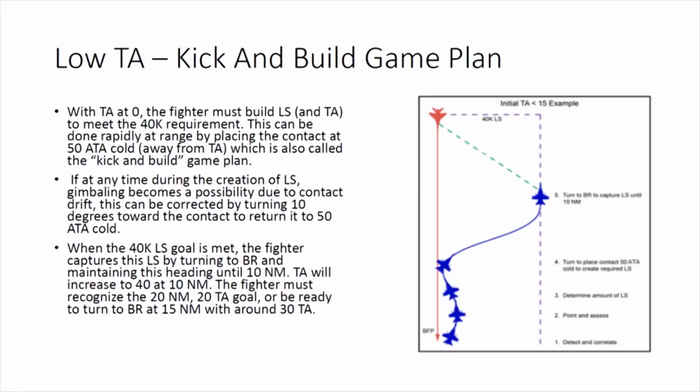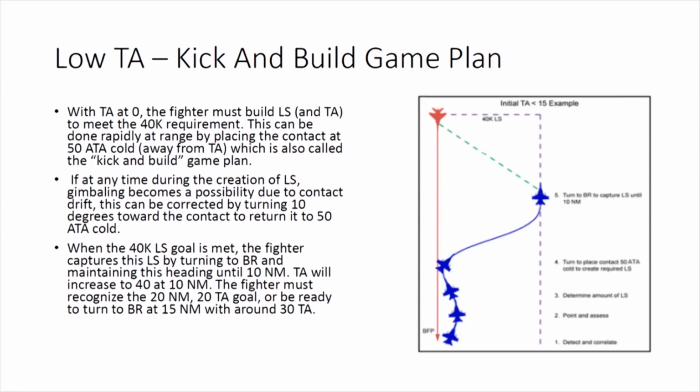For an intercept that begins initially with a low target aspect between 0 and 10 degrees of target aspect, the game plan there is called a kick and build. So we need to increase our lateral separation to get to that 40,000 feet. And we could do that pretty quickly. The farther away we are, the quicker it will be. But you simply begin that with a turn away from the bandit, cold, a turn to the cold. You can really turn in the other direction, but a turn away from the bandit to put the bandit at 50 degrees angle off, right? And that's called the kick and build.